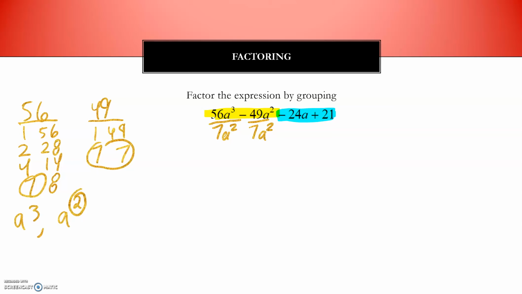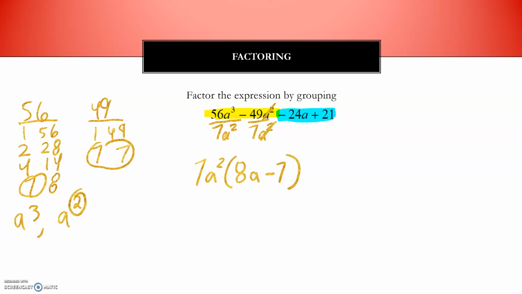Okay, and I like to finish with one group before I go on to another. So I'm going to do the division. 7a squared and divide. 56 divided by 7 is 8. 3 minus 2 is 1. Minus 49 divided by 7 is 7. A's cancel, close parentheses. Now, how do I know I did that correctly?